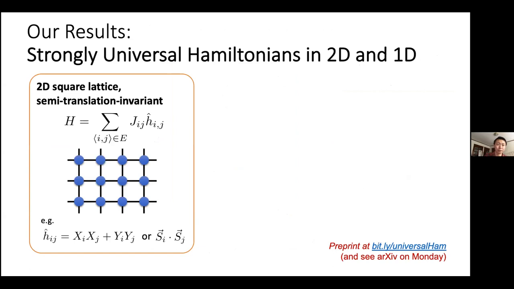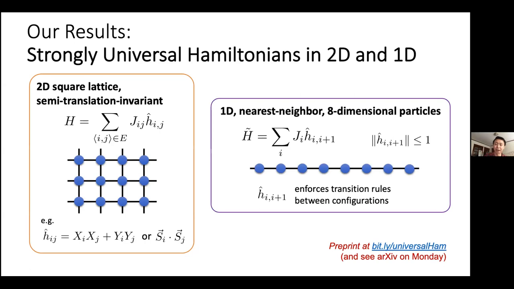In contrast, our result shows that these two-dimensional semi-translation invariant families can actually be made strongly universal. In fact, you can even restrict it to simple systems like the XY interaction on a 2D square lattice or the Heisenberg interaction. We can take this a step further and show that even one-dimensional Hamiltonians that only have nearest neighbor interaction on a line of a-dimensional particles, where a refers to the internal dimension of each particle, can be made strongly universal, in the sense that they can efficiently simulate all other Hamiltonians. The form of the Hamiltonian is the following, where the nearest neighbor term enforces some sort of transition rules between different configurations. Because the transition rules can be site dependent, there isn't any sense of translation invariance in this case.